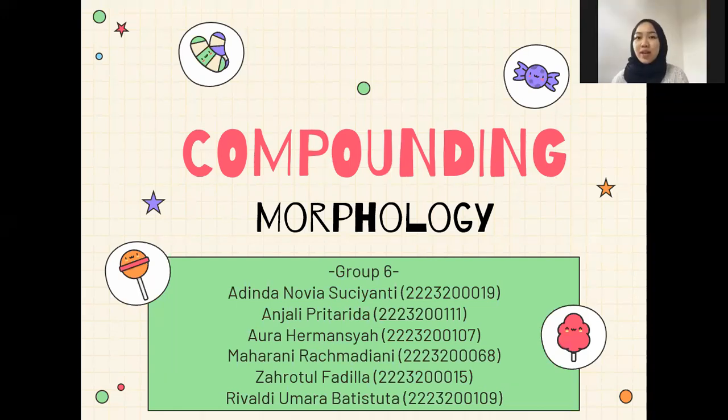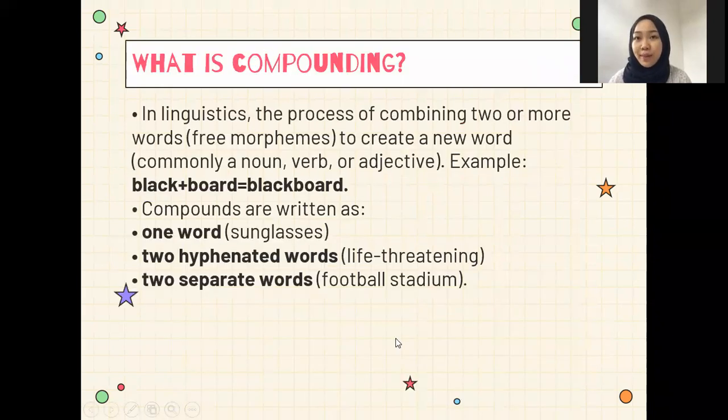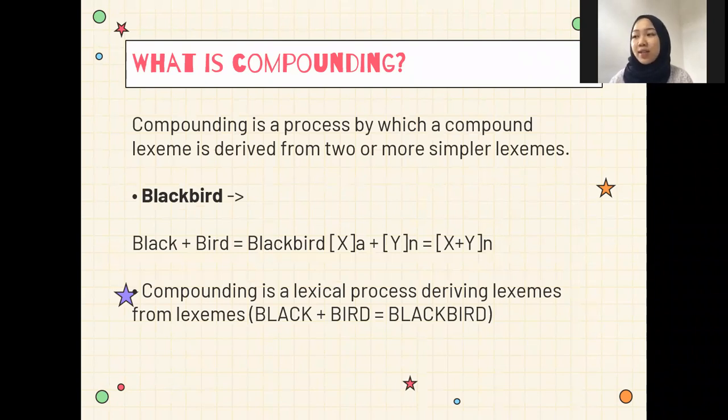Thank you, Maharani. So today we will present about compounding morphology. We must already know what compounding words are, and we often use them when we're speaking. So what is compounding? Compounding in linguistics is the process of combining two or more free morphemes to create a new word. For example, black plus board, blackboard. Compounding is a process by which a compound is derived from two or more simpler lexemes, for example blackbird, black plus bird. Compounding is a lexical process deriving lexemes from lexemes.